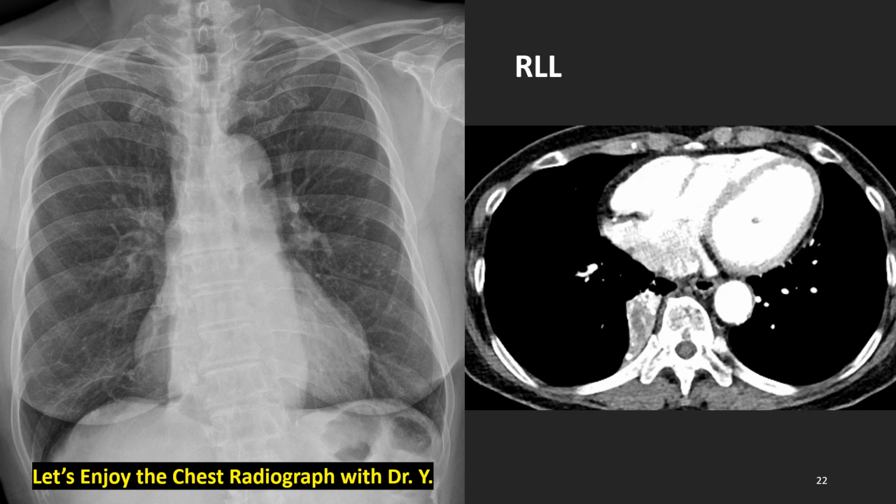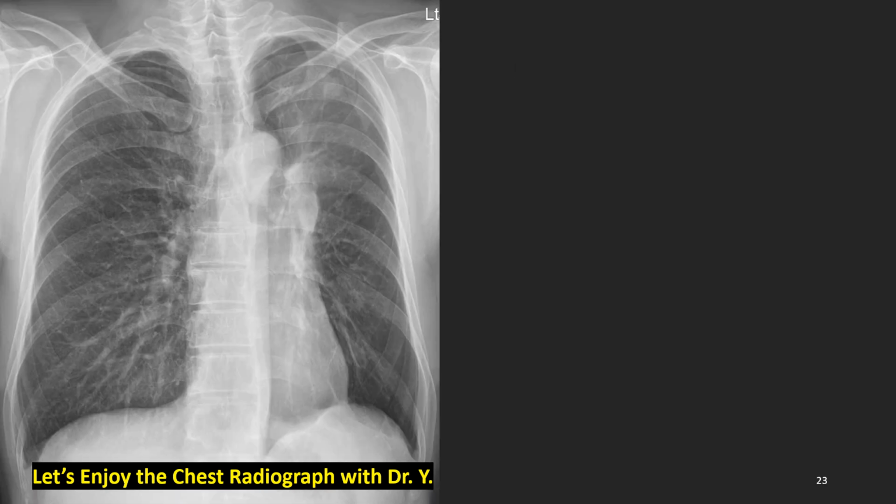On this CT scan, we see collapsed lung, right lower lobe with internal calcification. This is right lower lobe collapse. Don't you feel some déjà vu from the left upper lobe pneumonia?